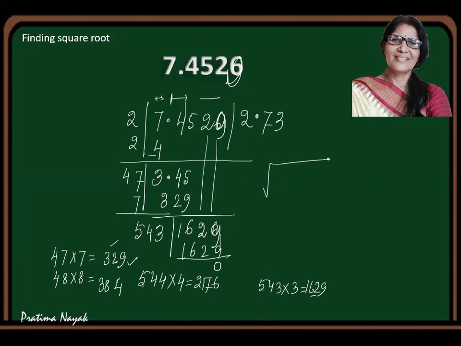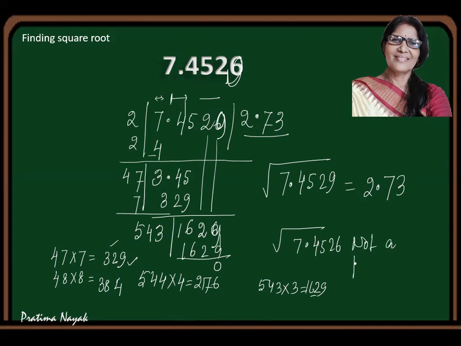I'm getting square root of 7.452, your 9. That will be how much? Why 9? I put 3, I think 2.73. Yes, that will be 2.73. So if I write 7.4526, it will not be a perfect square. So I changed it to make you learn how to get the square root by long division method.